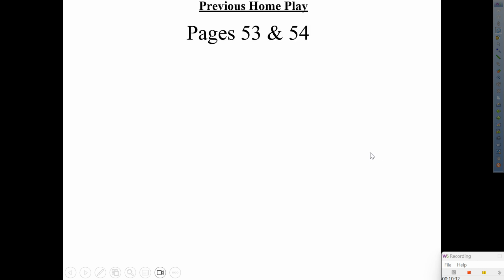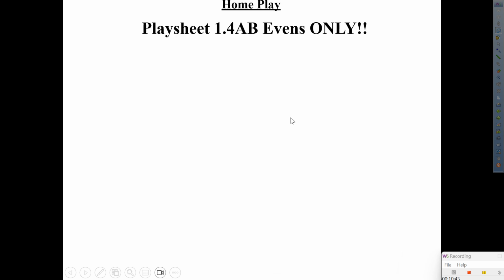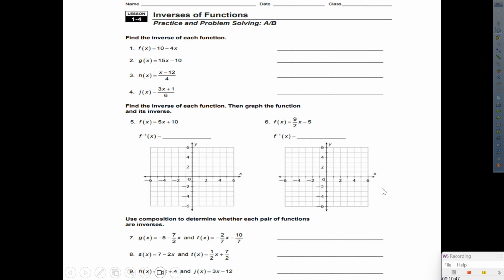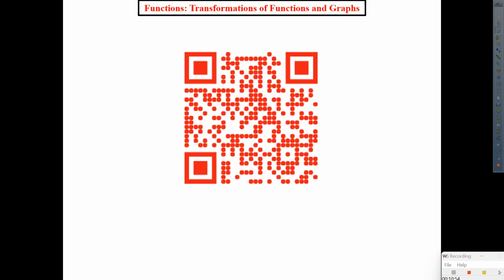And last night's home play was pages 53, 54, and like I said, my bad, I didn't include those pages in Canvas, so it's free since it didn't match the other text. However, tonight's home play sheet 1.4 AD evens looks like this. And it's in the presentation. And there's your QR code. If you weren't here, get your phone out, scan that code. That's going to take you to yesterday's video lesson. Make sure you watch it.